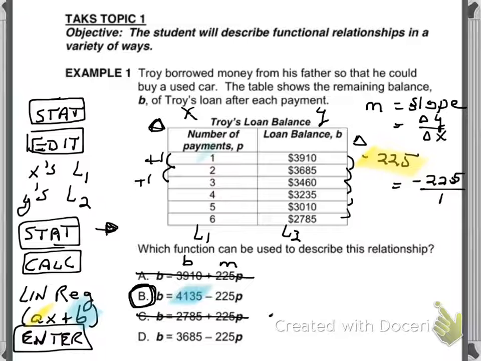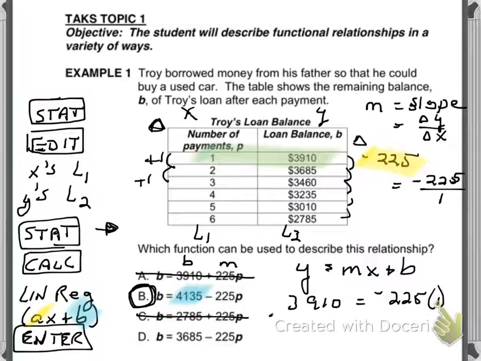This is going back and doing the numbers by hand, because there's lots of ways you can do this again. But if you know that y equals mx plus b, then you can use this point right here, and let me get a different point. I'm going to pick this point right here. And so what I would do then is I'd plug in and I'd say 3910 is equal to negative 225 times 1 plus b.